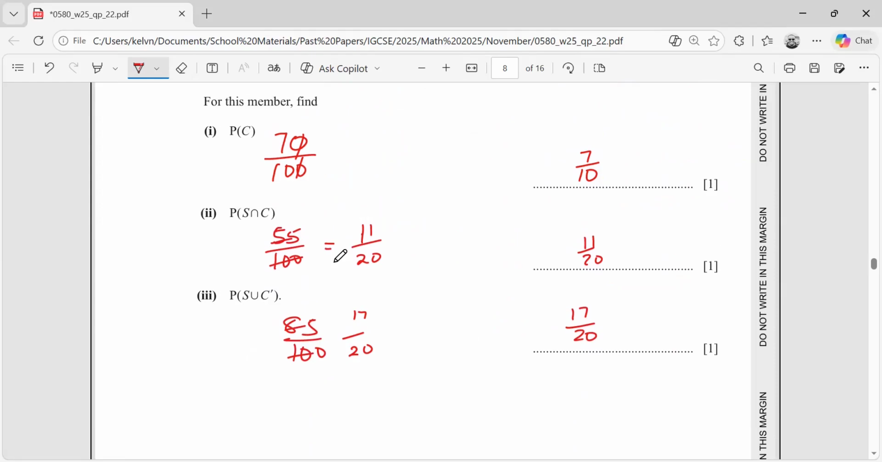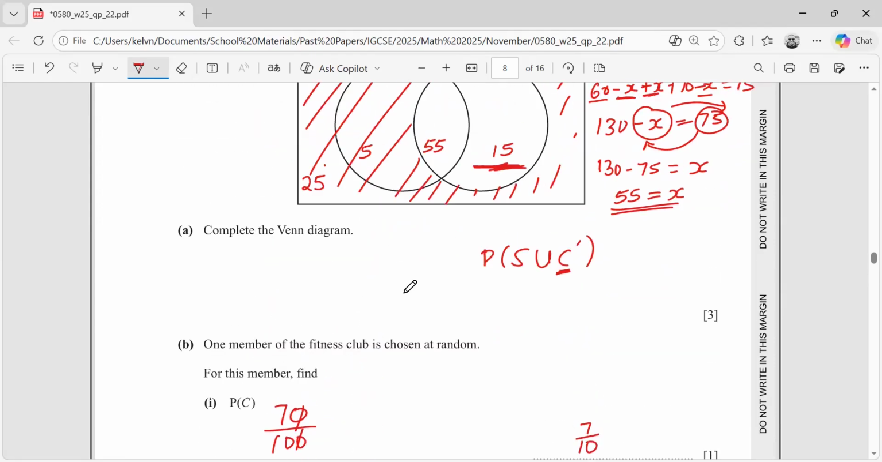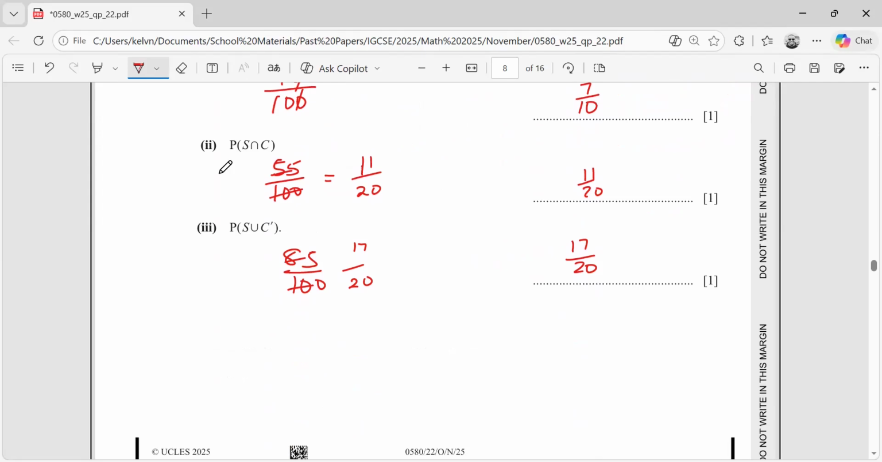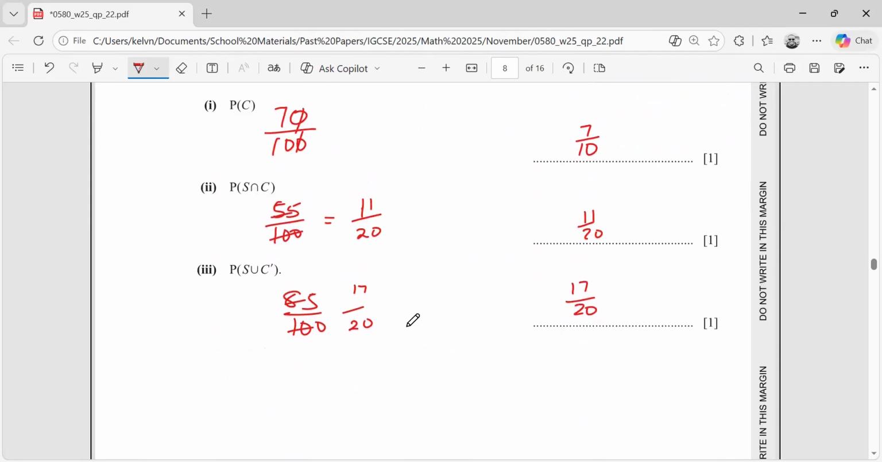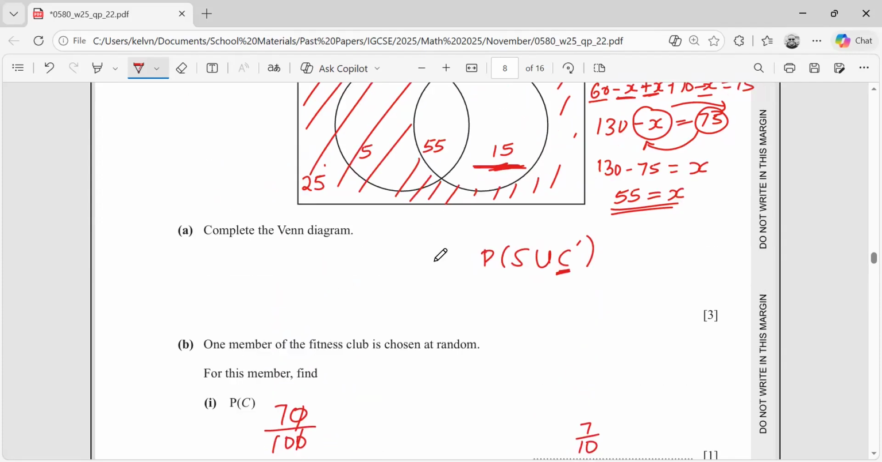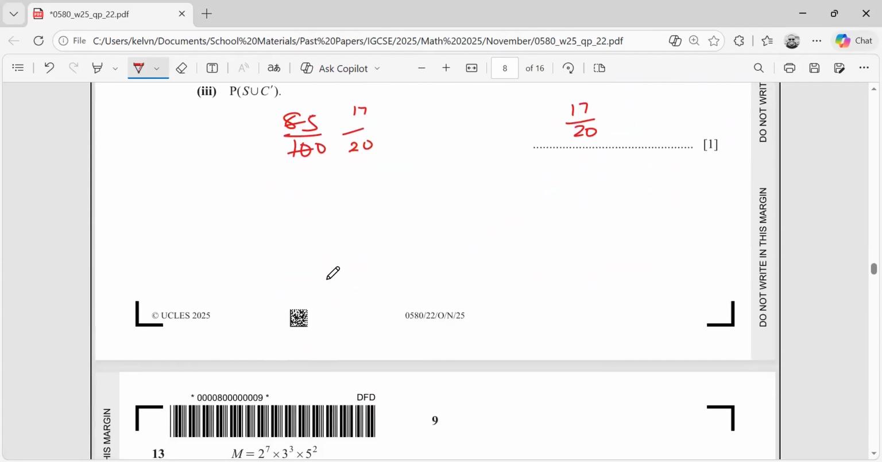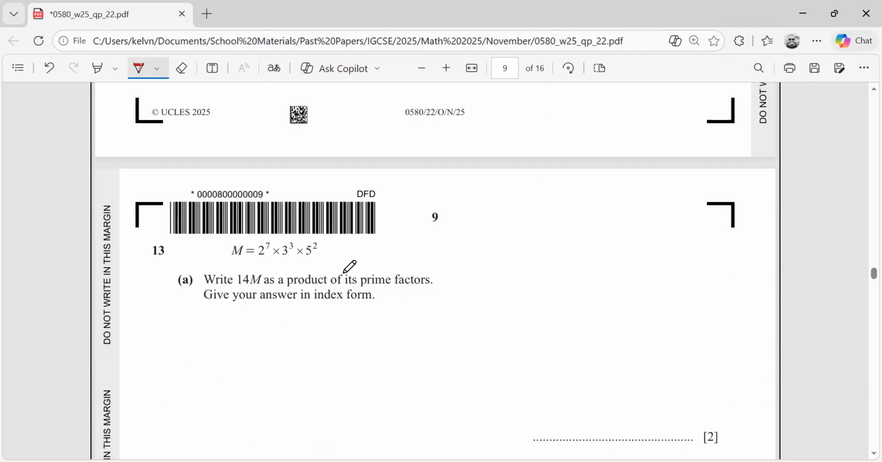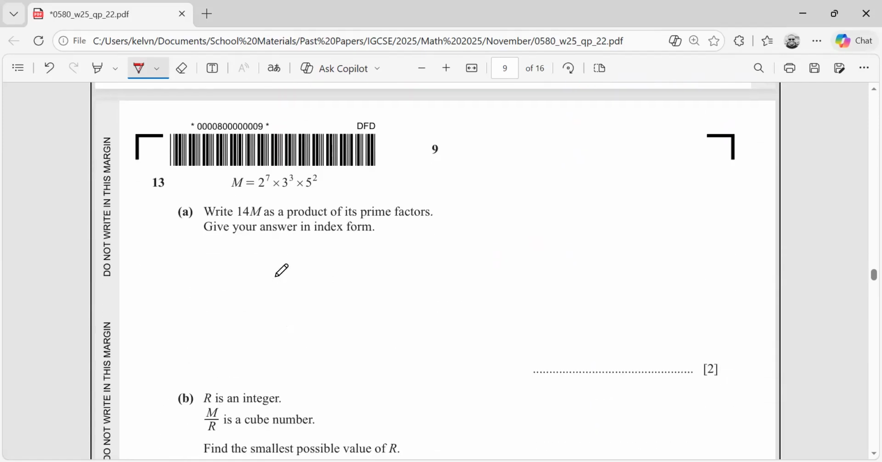Okay, in case there is something confusing on Venn diagrams here, you might want to revise that. If you need a video, I'm going to be making a video shortly on Venn diagrams, but I think that's how you handle those questions. Okay, perfect. So let's go to number 13.